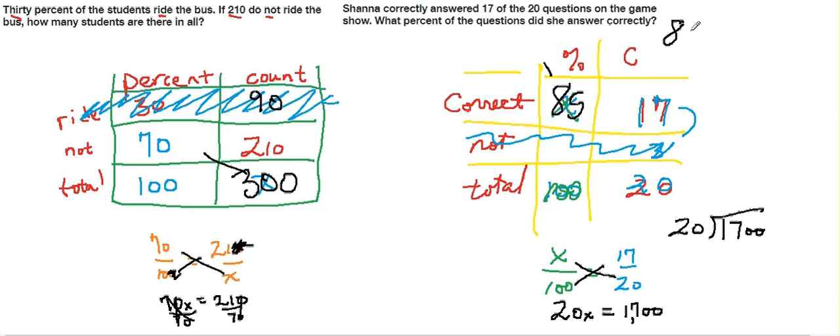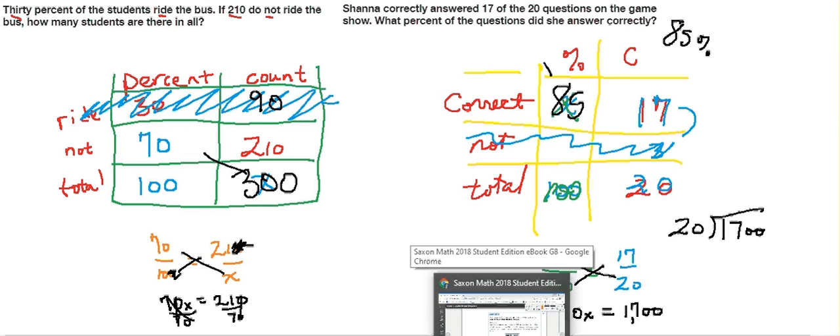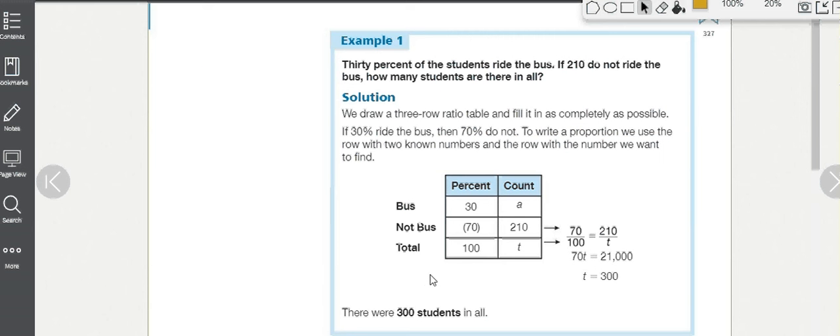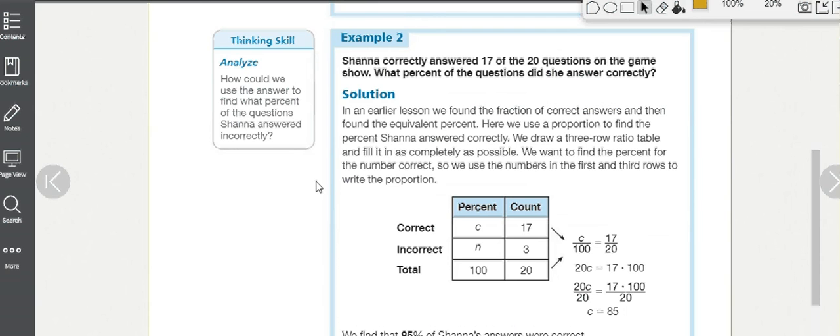85% correct. Hope you kind of followed my step-by-step process here. If not, just use that percent count table and then practice working on your solving by cross products for proportions.